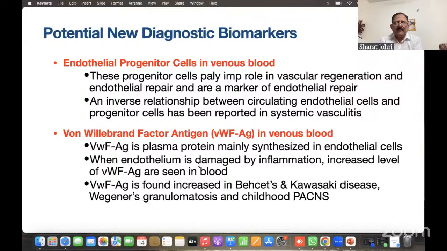Von Willebrand factor in venous blood. This is a plasma protein mainly synthesized in endothelial cells. And when the endothelium is damaged by inflammation, increased levels are found in the blood. So this is found to be increased in Behçet's disease and Kawasaki disease also, which is a form of secondary vasculitis. And it may be used for prognosis or as a marker of treatment success if we are treating the patient.